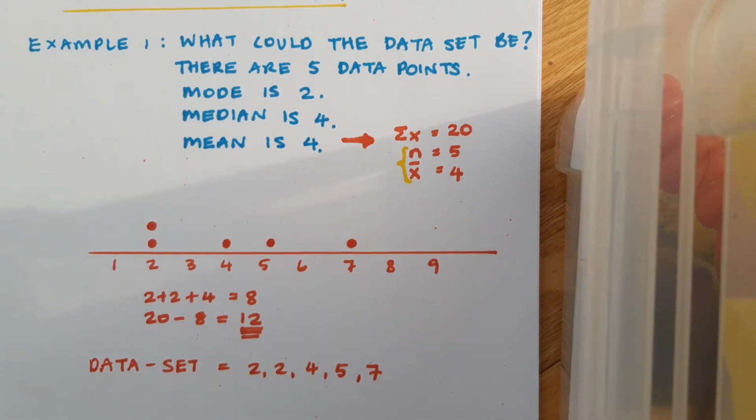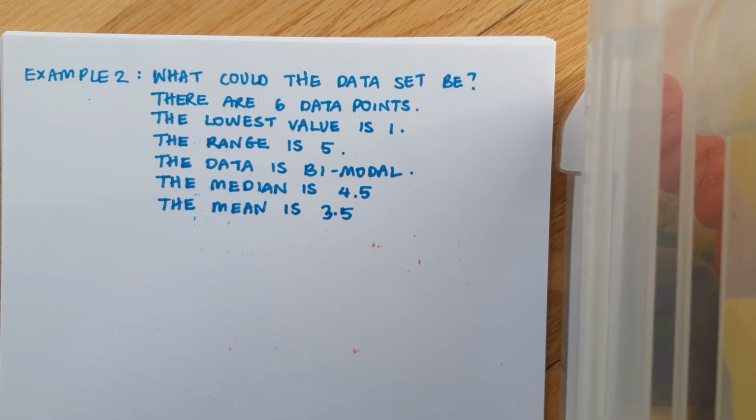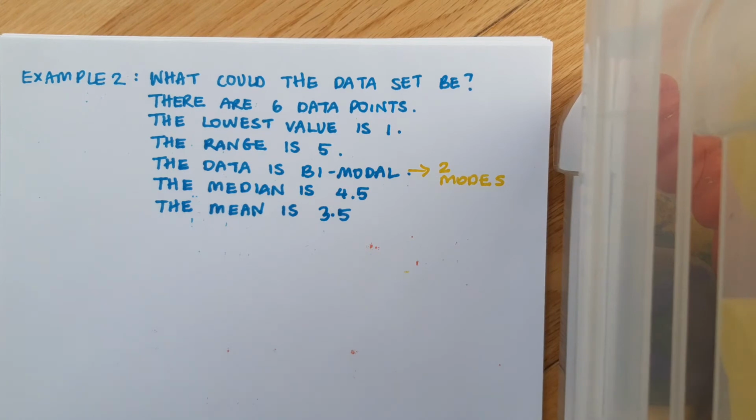Let's try a second one. So here's example 2. What could the data set be? There are 6 data points. The lowest value is 1. The range is 5. The data is bimodal. That means there's 2 modes. The median is 4.5. The mean is 3.5. And I'll tell you in advance that all the data points are whole numbers in this case.